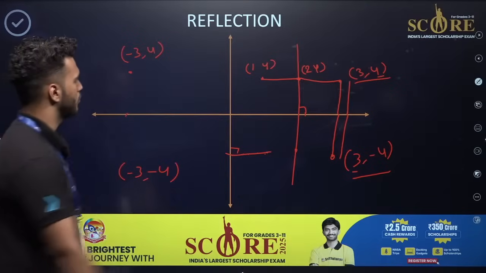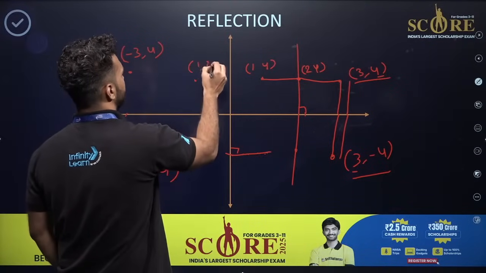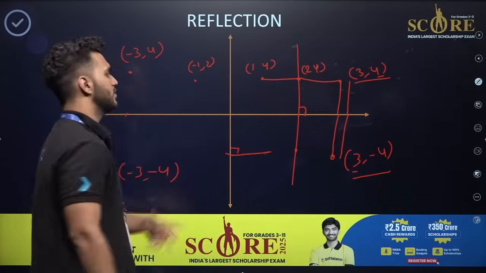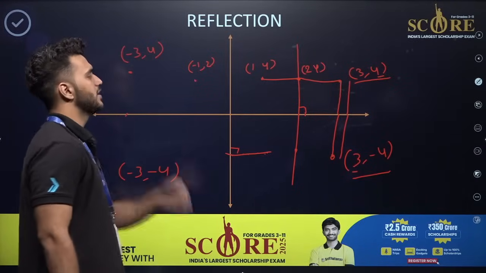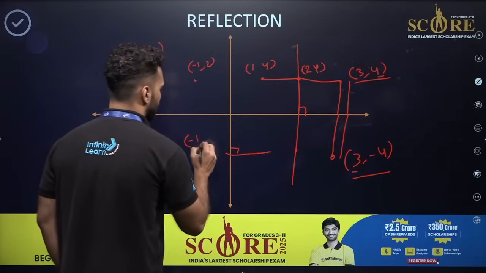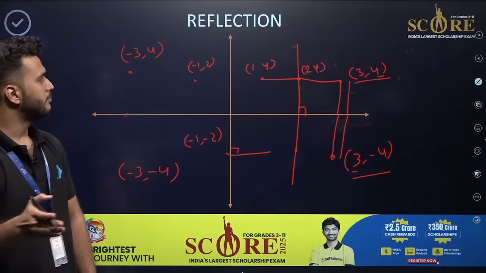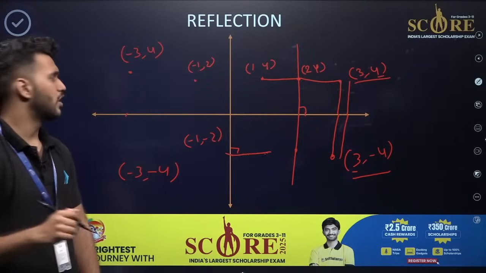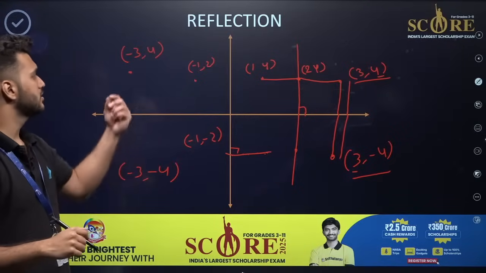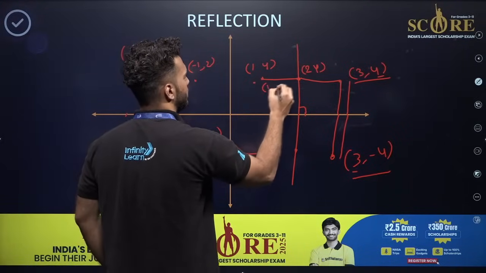Now again, one more question. Let's do it fast. Here we have a point, let's say -1, 2. With respect to x-axis, find the mirror image. What do we have to do? Change the ordinate symbol, -1, -2. Now for this point, and the mirror is y-axis. What do we have to do? Change the abscissa symbol. You will get 1, 2.